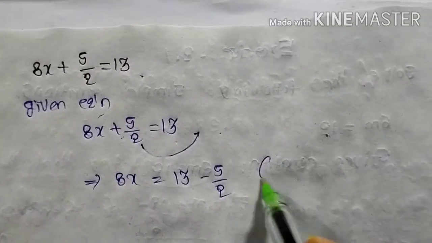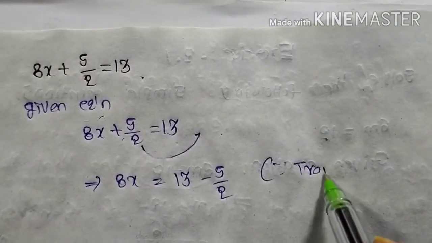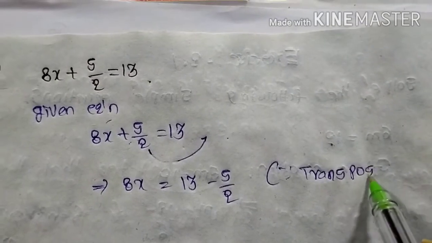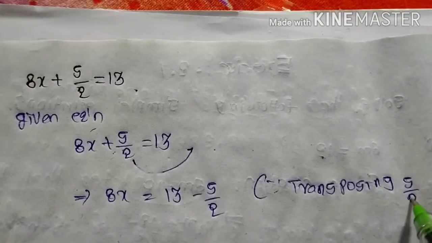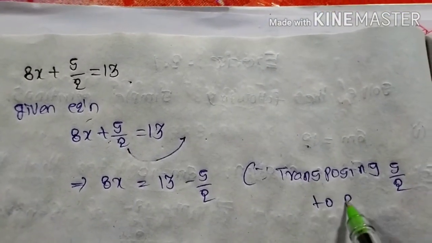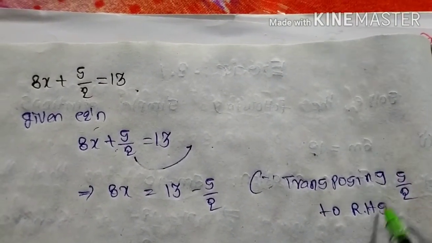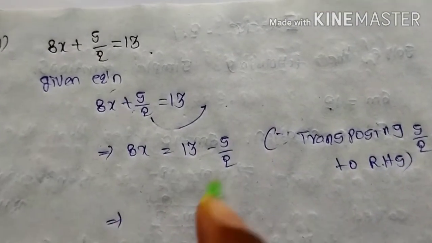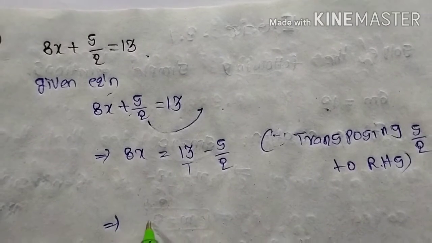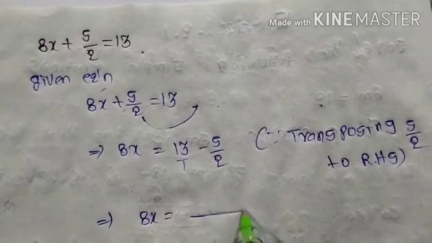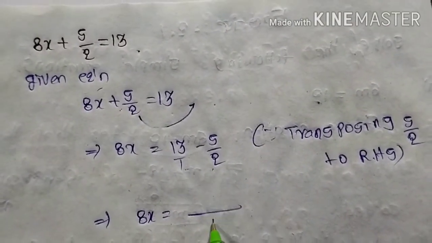Yes or no? In the brackets you can write transposing 5 by 2 to RHS. See, you need to solve this one. You know that 13 means 13 by 1 or not. Yes or no? That means you can write here 8x is equal to LCM is how much? 1 and 2. LCM is 2 only.